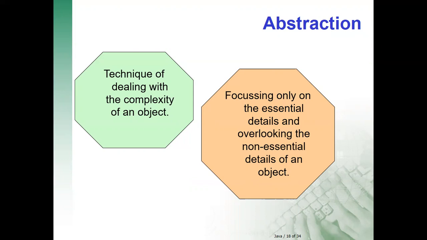So in abstraction, we talk about hiding the irrelevant data from others. The data which is irrelevant to others, we hide. What is relevant to others, only that we project. That is what abstraction talks about.